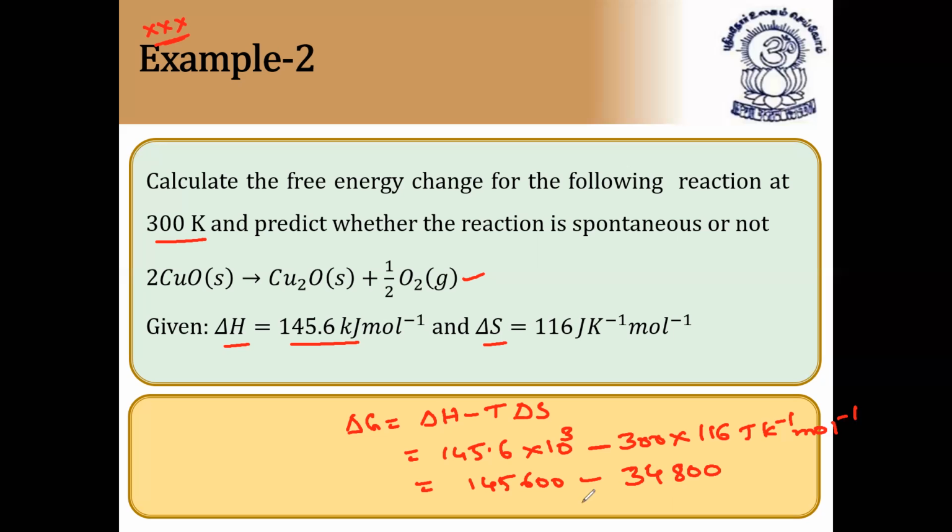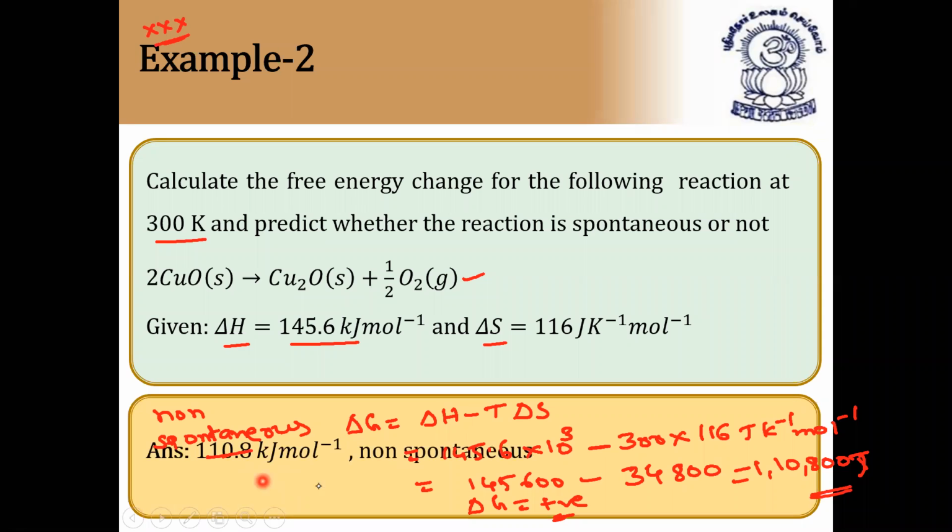So definitely you'll get a positive value: 145,600 minus 34,800, which is equal to 110,800 joules, a positive value. Since delta G is positive, the reaction is non-spontaneous. Non-spontaneous. Let us check the answer now.